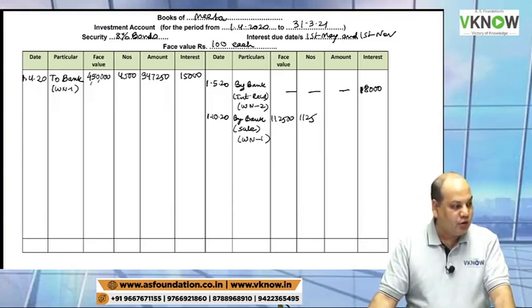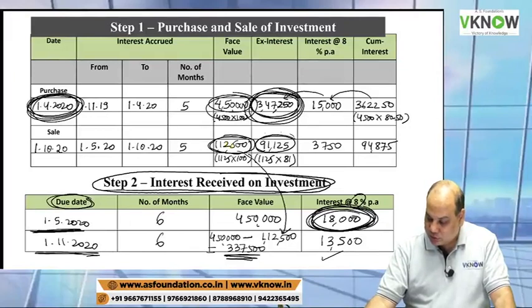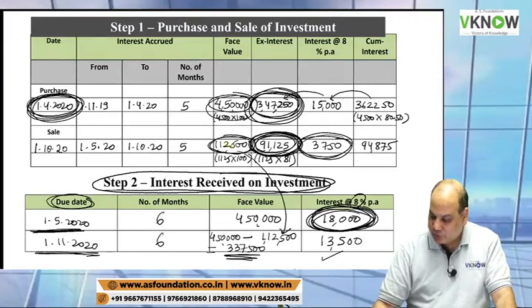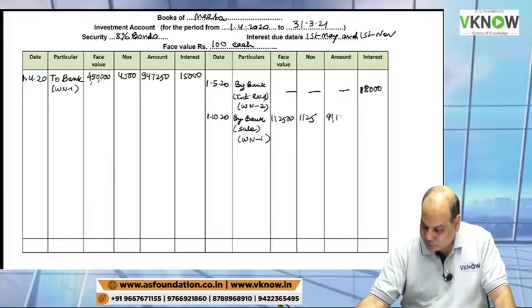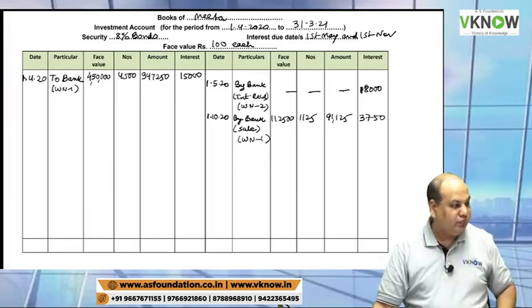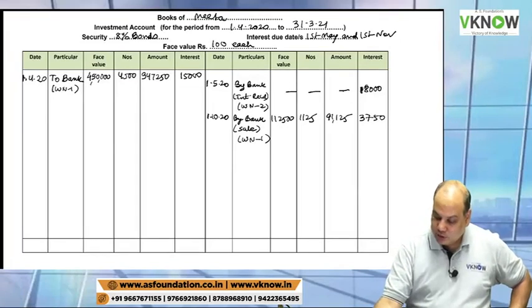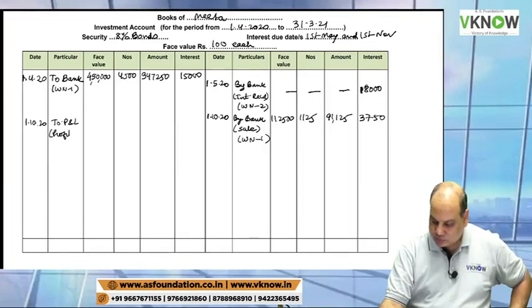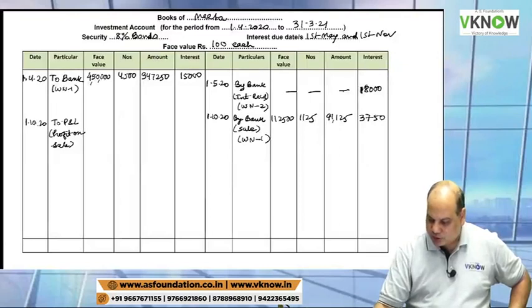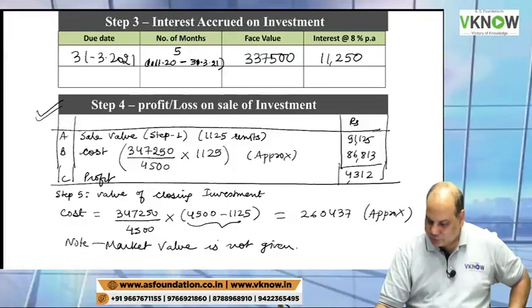You write here working note 1 again, to check the ex-interest value on the screen below. 91125 and interest is 3750. Any query on this? Immediately on the debit side, 1/10/2020 to P&L account, profit on sale. There was a working note for that. Working note 4, 4312.